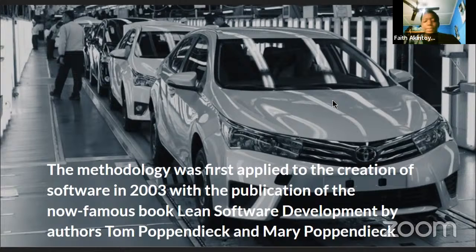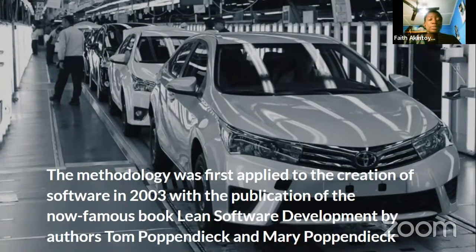Now, this methodology was first applied to the creation of software in 2003. Two people, Tom Poppendieck and Mary Poppendieck, published the Lean Software Development book. If you want to know more about Lean Software Development after this presentation, you can get the publication and read more about it. But it originated from the Toyota factory in Japan, where they wanted to eliminate waste. They prioritized waste reduction over the productivity of whatever they were working on.